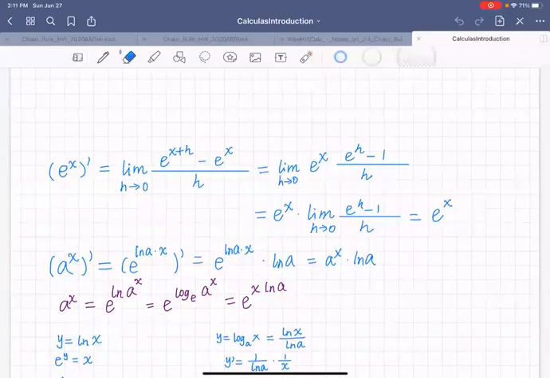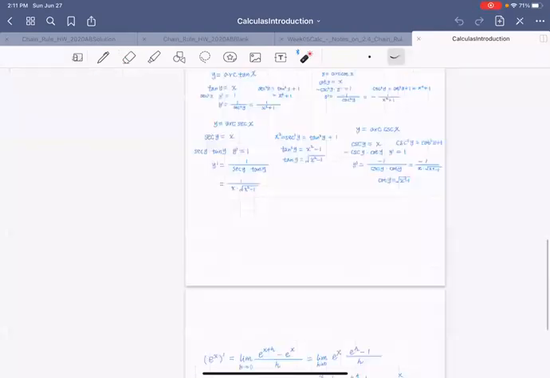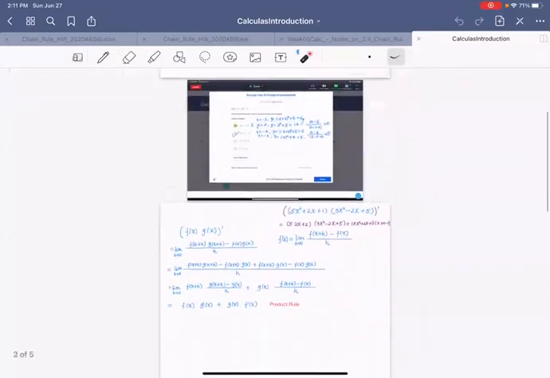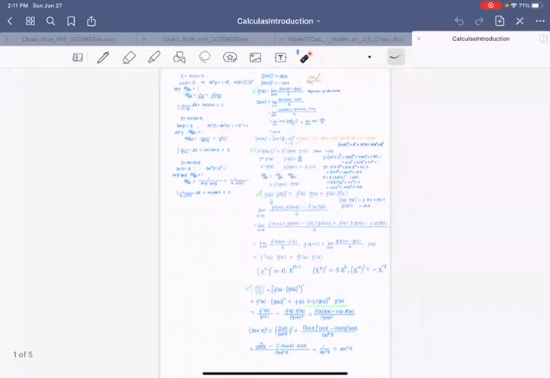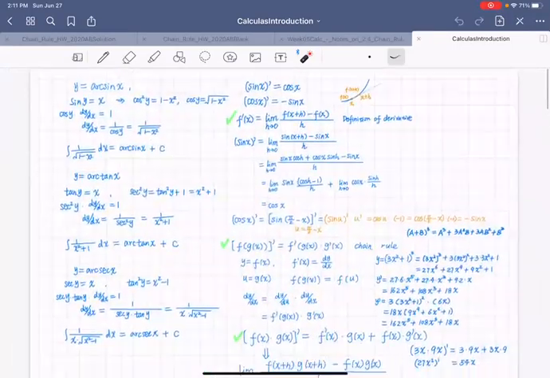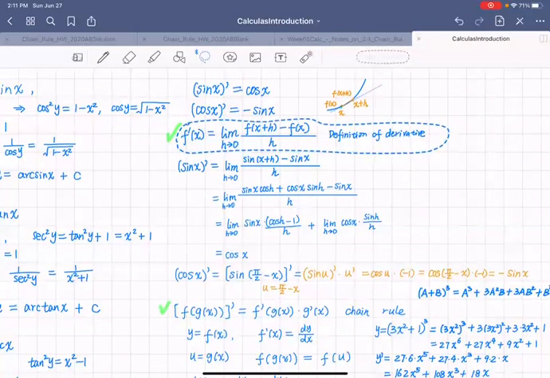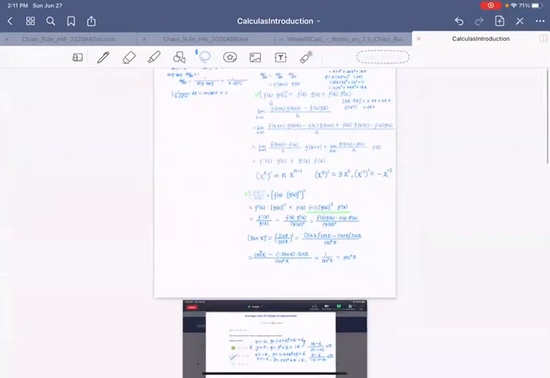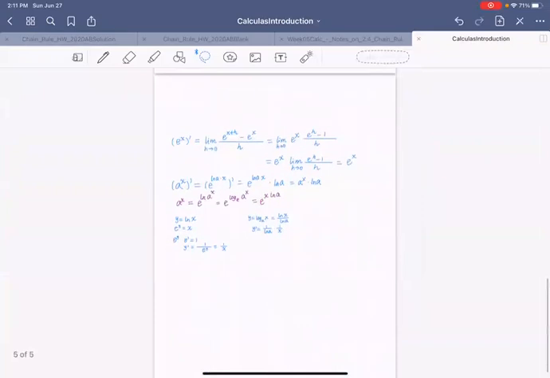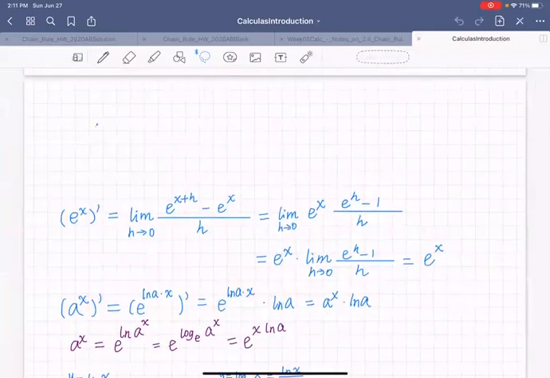From the definition of derivative, let's copy back the original definition. The original definition is over here. The definition of derivatives is critically important. Everybody, you have to master this. So we will use the definition to find out what the derivative of e to the power x is.